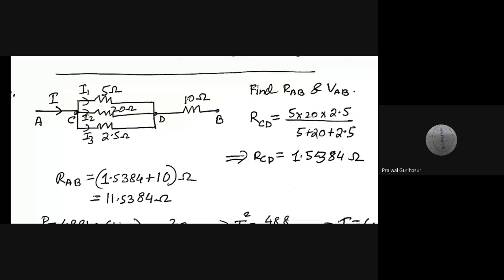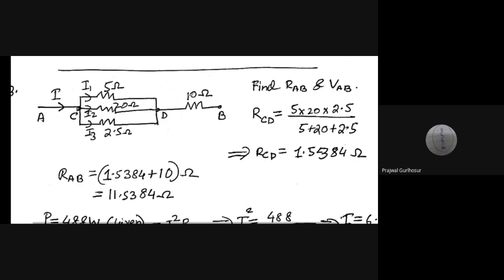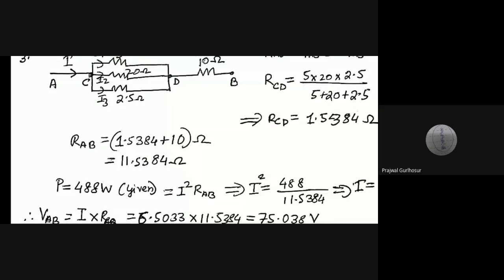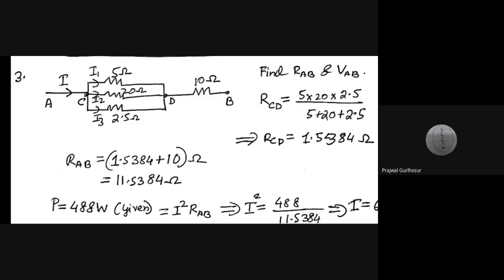And when you get R_CD, at the same time the equivalent resistance between A and B is determined by just adding up the series resistance. So you have the total resistance R_AB equals R_CD, the resistance between C and D, plus the resistance between D and B, that is 10. So you just add up R_CD plus R_DB, that is 10. So you get 11.53. This is the first, R_AB, the equivalent resistance between A and B.